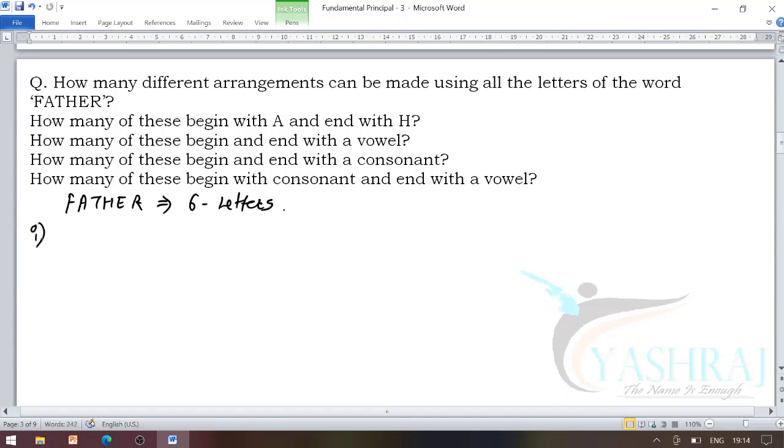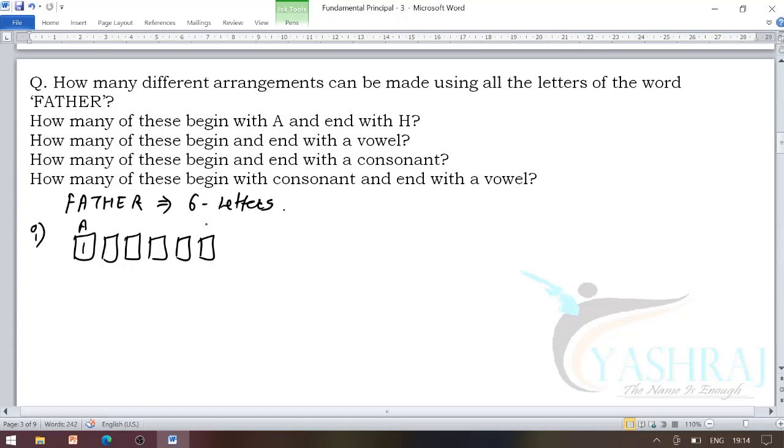So look at the first sub question. How many of these begin with the A and end with the H? So we have ultimately 6 vacant boxes to fill up with the 6 letters in the word father, such that it should begin with an A. So we have to fix A over the first box. So we have only one way because there is only one A in the word father.